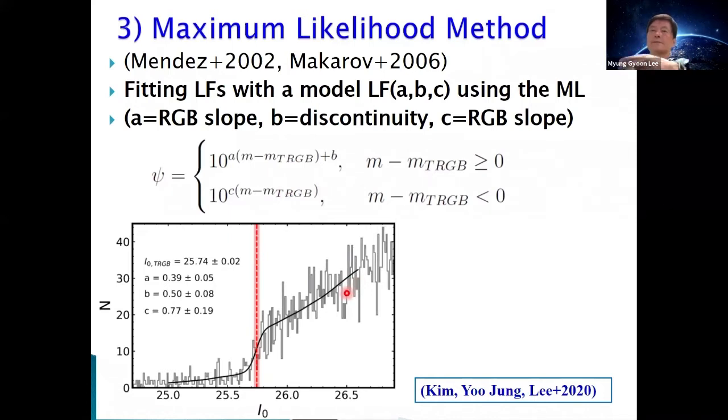So if we fit this function to the observed luminosity function, then you can determine the slope of the bright part, called the AGB part, and the slope of the fainter part, the RGB slope, and the discontinuity between AGB and RGB, which is described by a parameter B. From this, we can estimate the TRGB magnitude, 25.74 approximately 0.02.